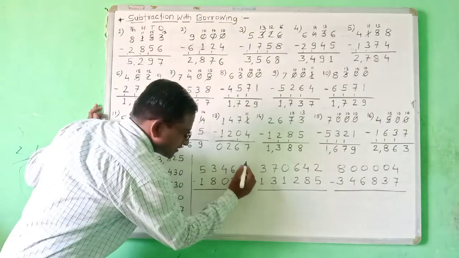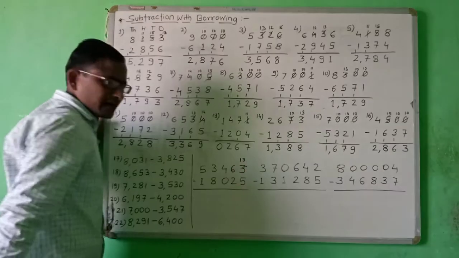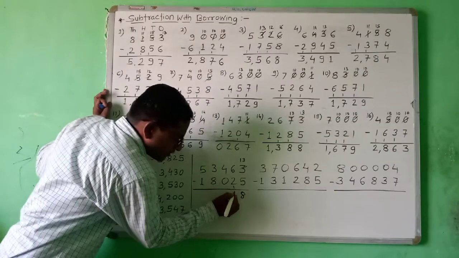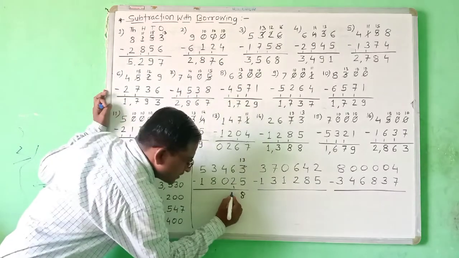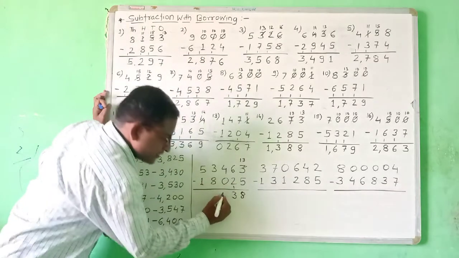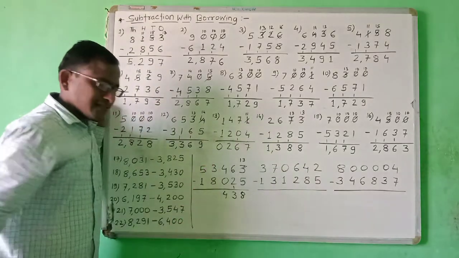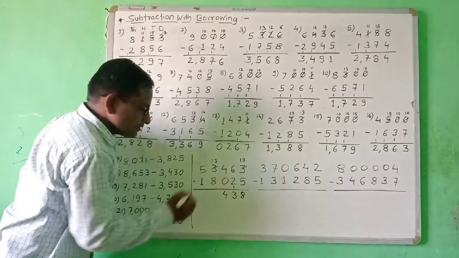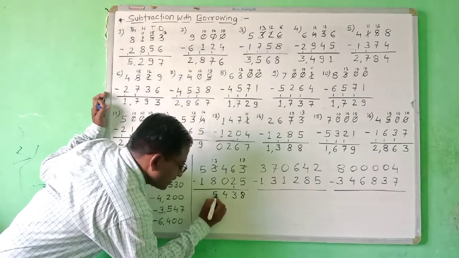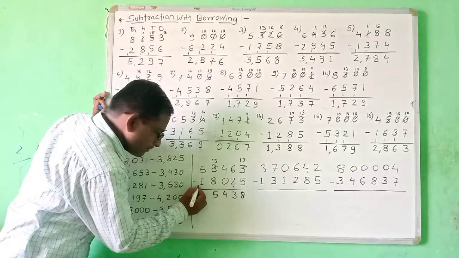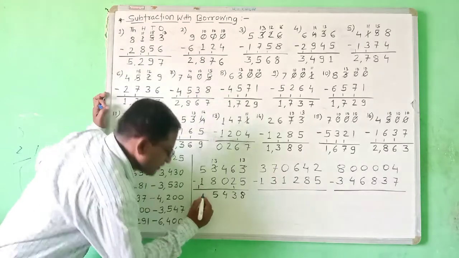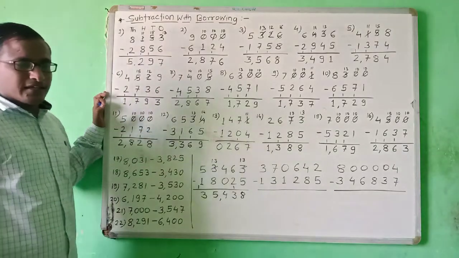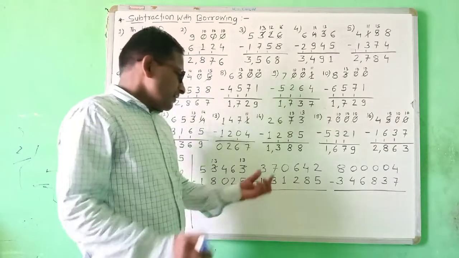So again here, 3 is considered as 13. 13 minus 5, 8, carry 1. 1 plus 2, 3, 6 minus 3, 3. 4 minus 0, 4. 3 minus 8, not possible. So again 3 is considered as 13. 13 minus 8, 5, carry 1. 1 plus 1, 2, so 5 minus 2, 3. So your answer is here 35,438.